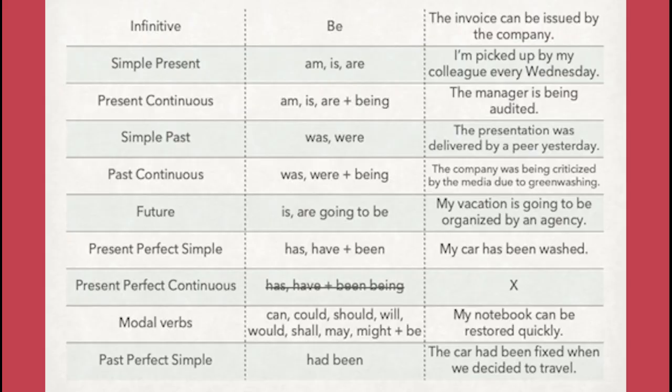And before you say anything, remember the verb to be can be used in present continuous. Look at the screen. It is I am or is or are being with ing. Okay, that's not weird at all. Look at the example. The manager is being audited.